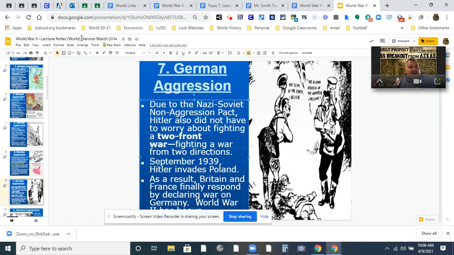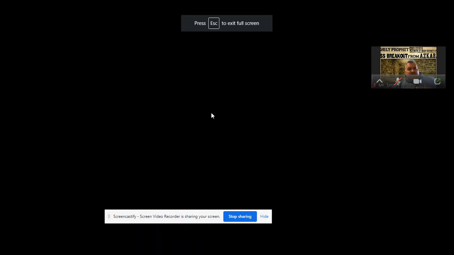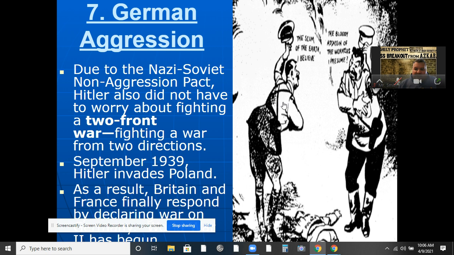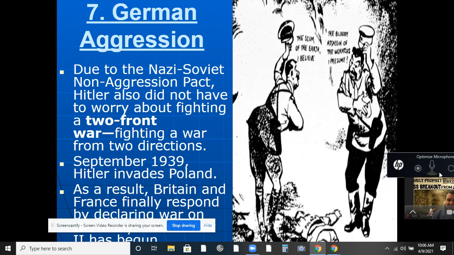Let's look at that cartoon a little more carefully. Let's make it a little bigger. It's a similar cartoon. Notice Stalin and Hitler greeting each other with their famous masks. You got a Polish soldier on the ground. They had just stomped him out. They're not fans of each other. They'll work with each other to get what they want. Stalin says, the bloody assassins of the world, I presume. Scum of the earth, I believe. So they're not fans of each other.